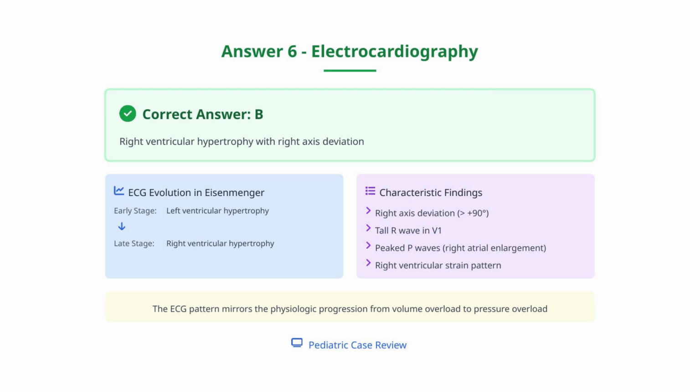Other common findings include peaked P waves, indicating right atrial enlargement. The electrocardiogram pattern often mirrors the physiologic progression of the disease, initially showing left ventricular hypertrophy due to volume overload, then evolving to right ventricular hypertrophy as pulmonary hypertension develops. Conduction abnormalities like AV block or bundle branch block may occur, but are less specific.